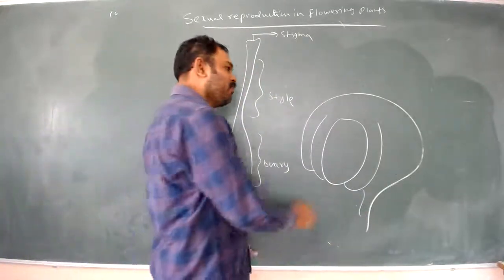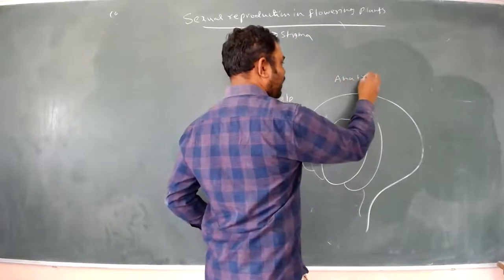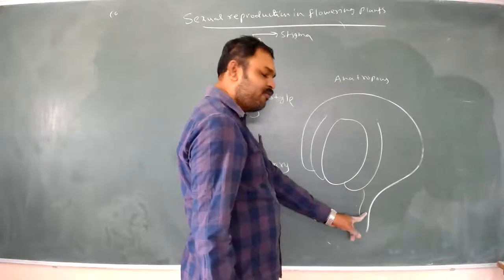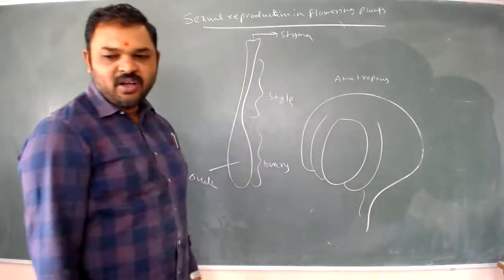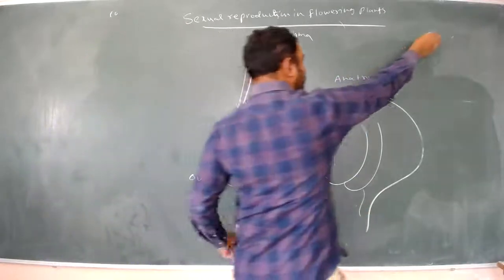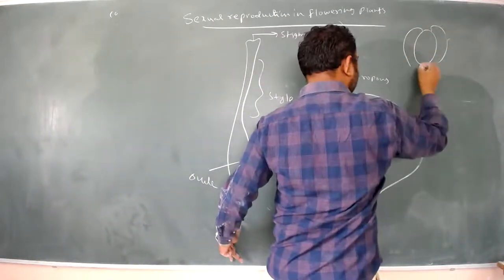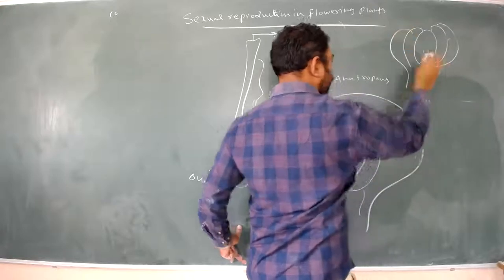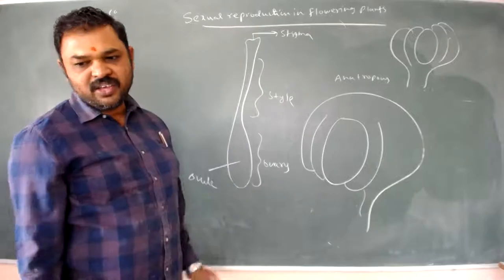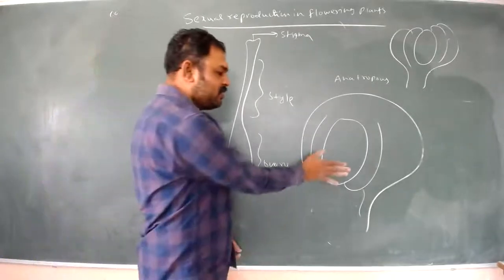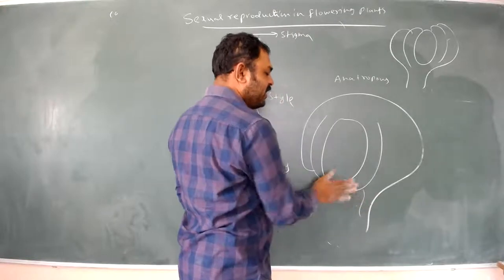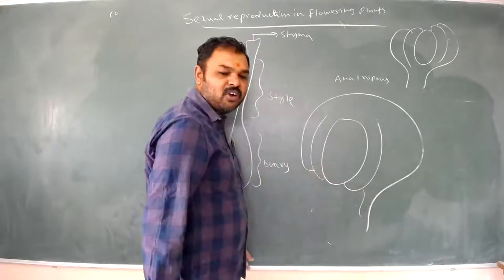What type of ovule is this? Anatropous ovule. Anatropous means the body of the ovule, the micropyle and the funiculus come side by side. If it is on a plain line without curvature, it is an orthotropous ovule, but that is not in our syllabus. The anatropous ovule is your syllabus. If the body of the ovule and the funiculus are arranged side by side, that is called an anatropous ovule.